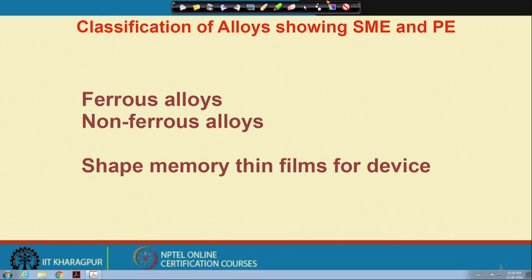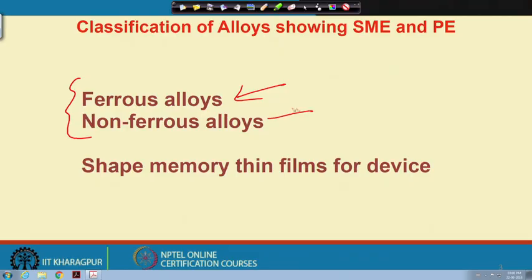We like to classify all these different alloys that show the shape memory effect and, let us say, pseudo elasticity. When we are talking about alloys, it is basically the bulk alloys, like in iron containing alloy, in case of steel, which you know we call a ferrous alloy, and there are many non ferrous alloys. In case of shape memory alloys, we also classify in a very similar way, like ferrous or non ferrous alloy.